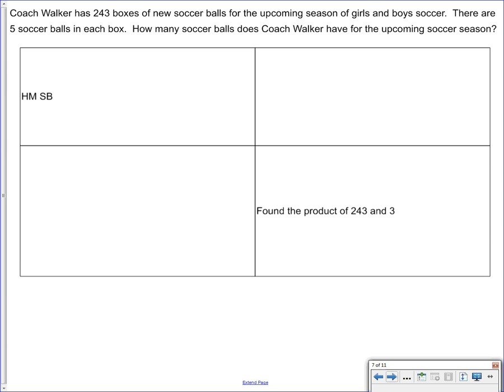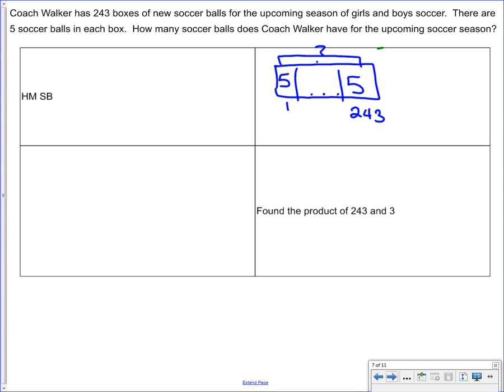Coach Walker has 243 boxes of soccer balls for the upcoming season of girls and boys soccer. There are 5 soccer balls in each box. How many soccer balls does Coach Walker have for the upcoming soccer season? So I want to know how many soccer balls. Okay, great. So we're going to reread to fill in our details. Let's say he has 243 boxes. Goodness, that's a lot. In each one of those boxes, there are 5 soccer balls. I want to know the total.